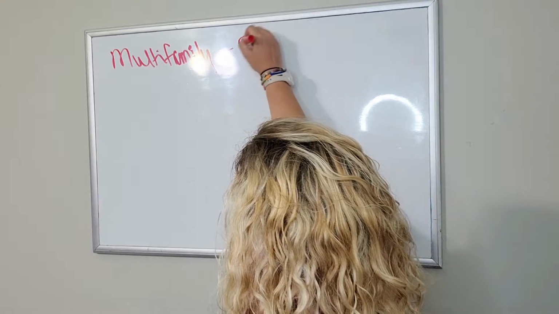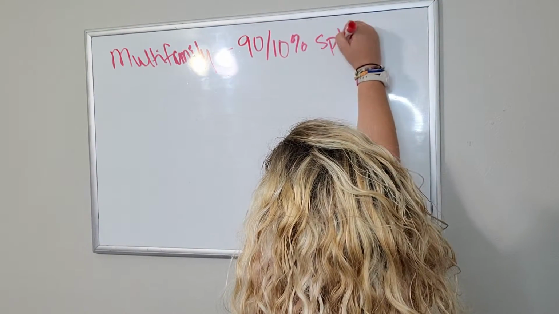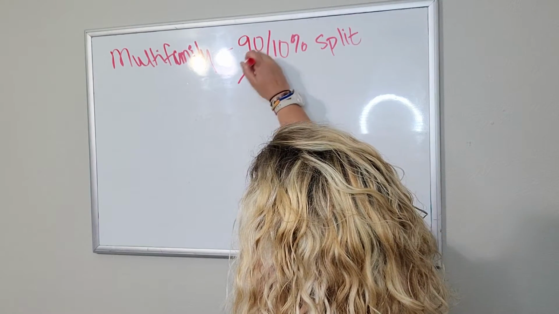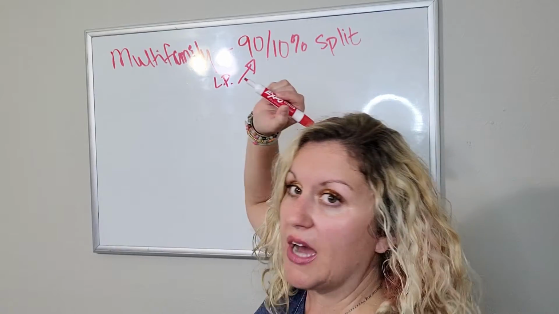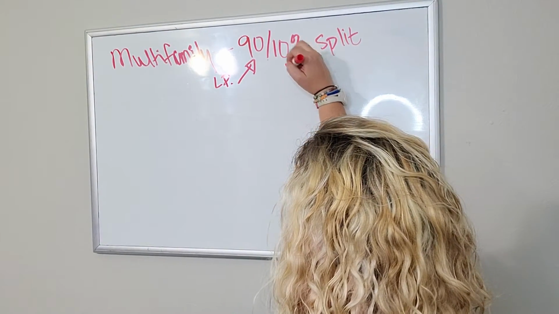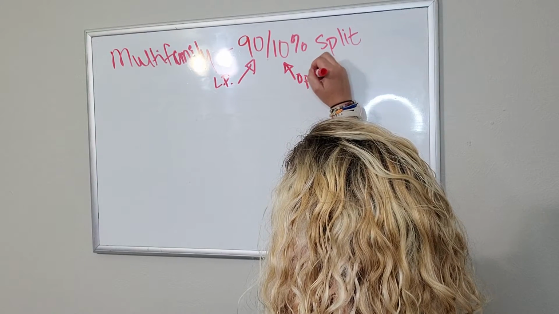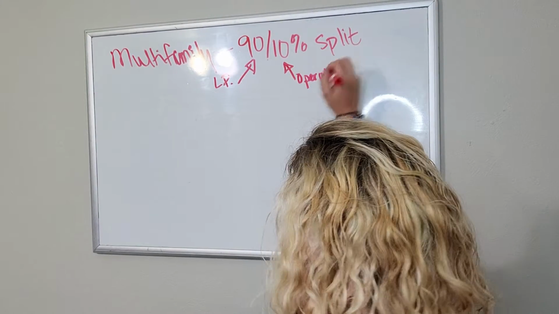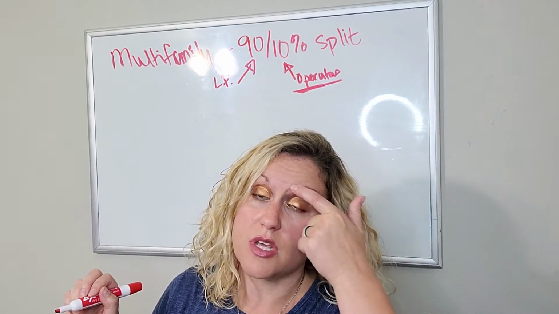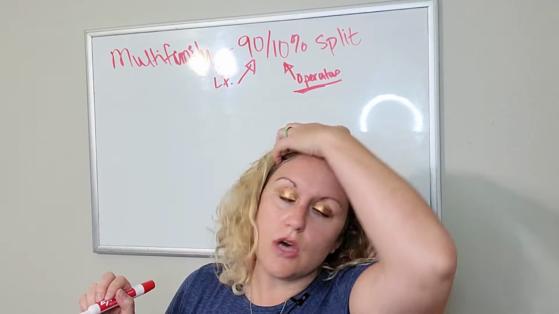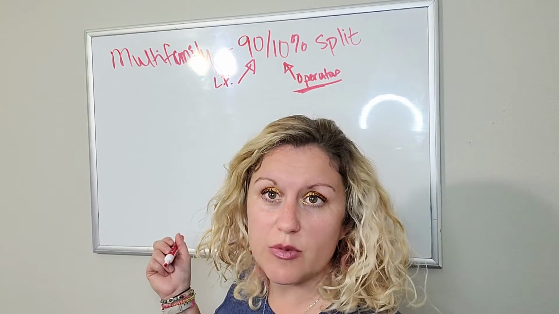I've seen up to a 90-10 split. What that means is 90% goes to your limited partners, your passive investors, and 10% goes to the operators. There are lots and lots of different words for the 10% people in a multifamily deal. It's been a while since you've seen splits that favorable to limited partners.